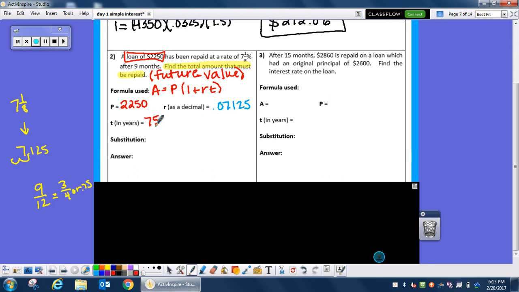And then you're just going to substitute. So substitution would be A equals your principal times 1 plus your rate times your time. So you could put this all in on your calculator at once. If you do, you want to check to make sure you get this answer.